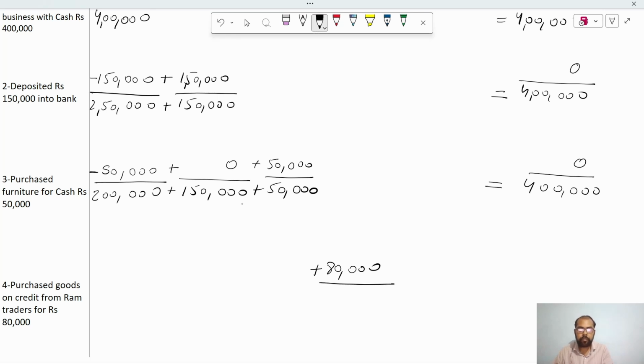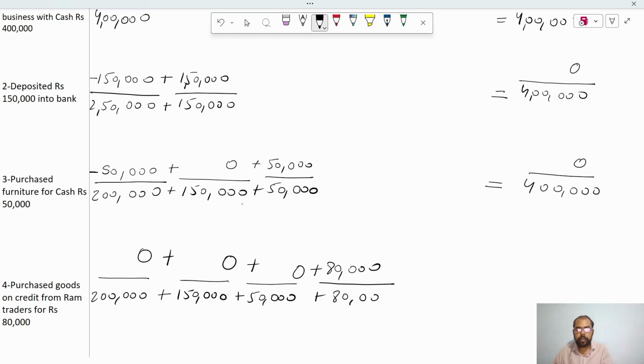Any change in furniture? No. Zero change in furniture. Zero change in bank balance. Zero change in cash because it is purchased on credit. Okay, so all these will remain same. And there is a change in liability side also, because it has been purchased on credit.